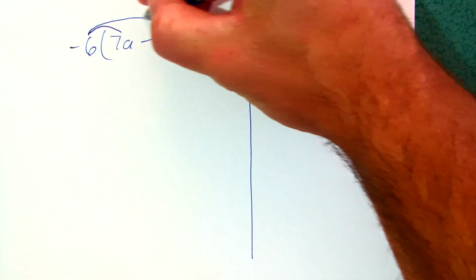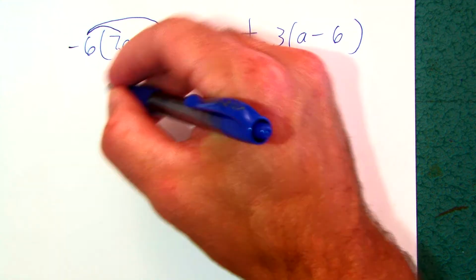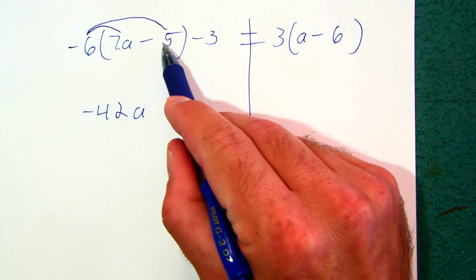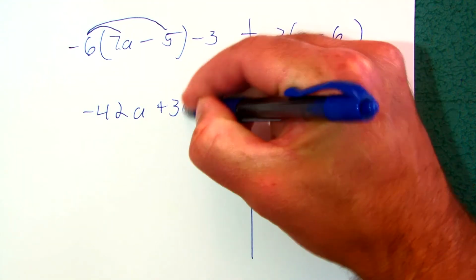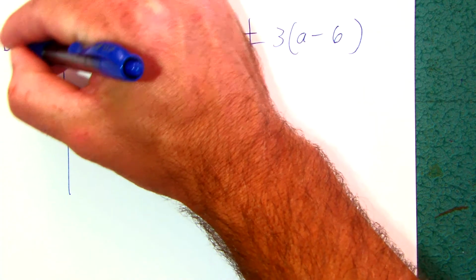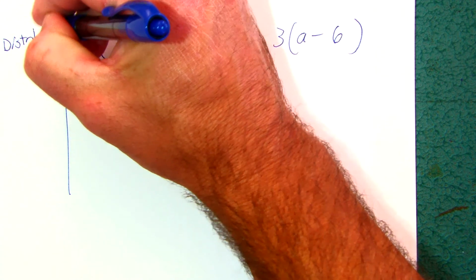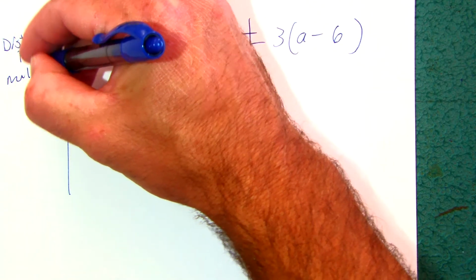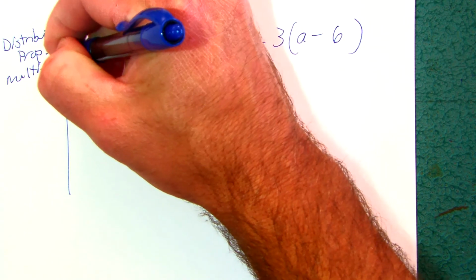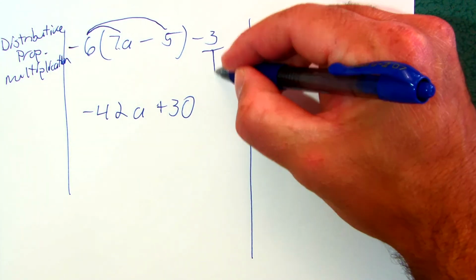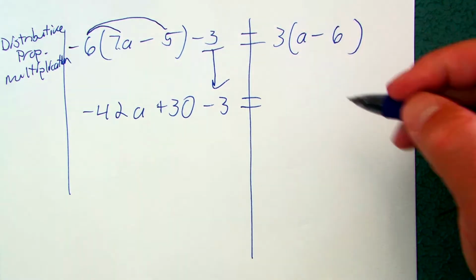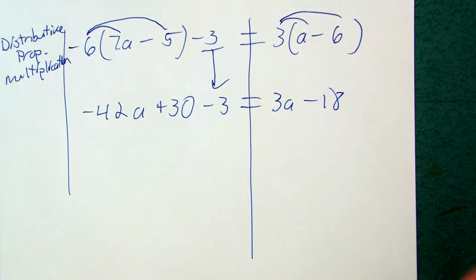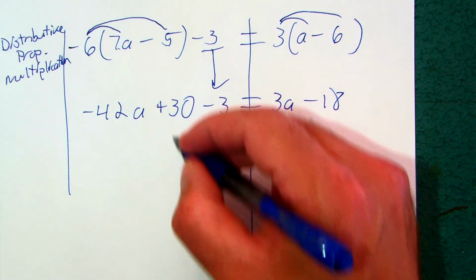On the left, we got to do -6 times the 7a, so it's going to be -42a. -6 times -5 is +30. Remember, when we talk about distributive property, it's multiplication. And don't forget about -3. Okay, that you can see, just forgetting about that right there. So we get 3a minus 18 then. Right here, like terms.